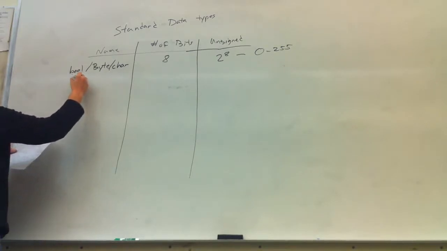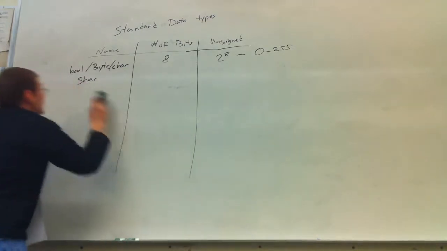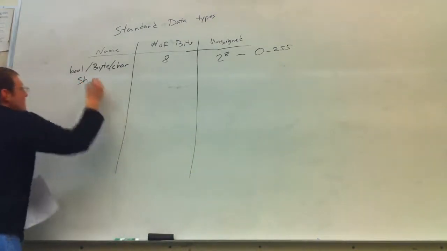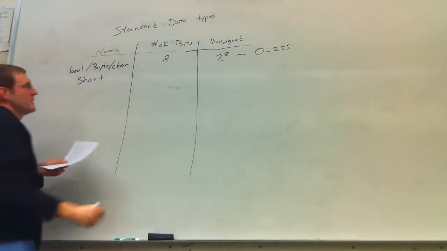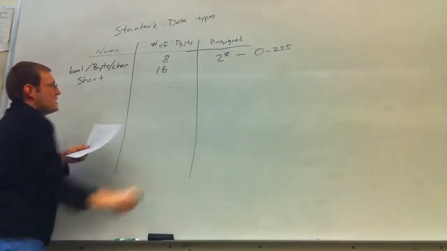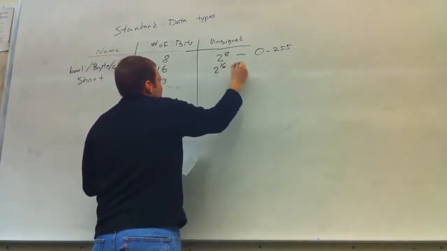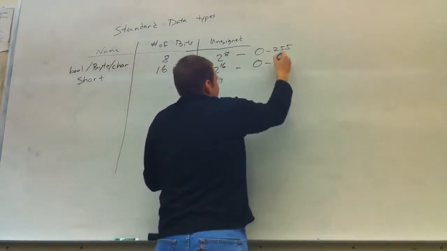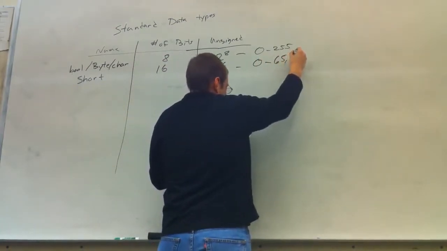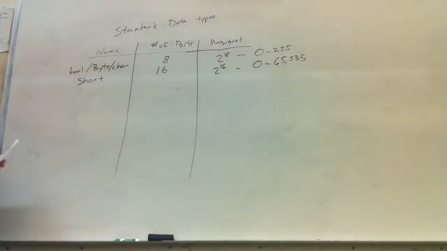The next is a short. You know how big the short is? 16. So we have 2 to the 16th, so we can go from 0 to 65,535. Okay. Pretty big number.